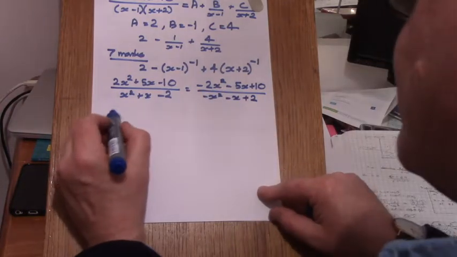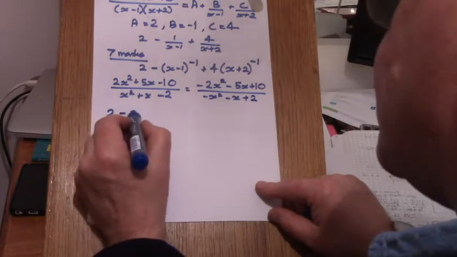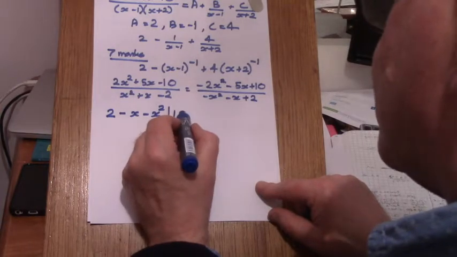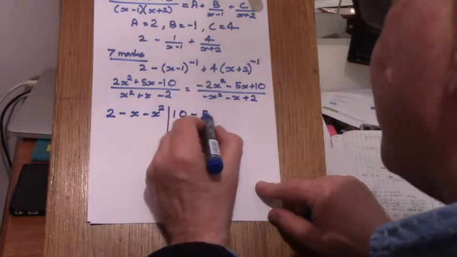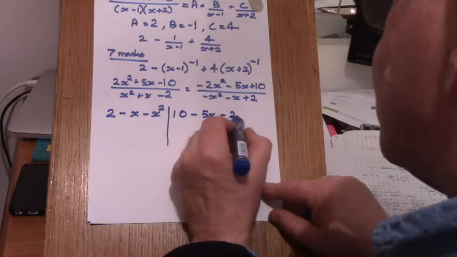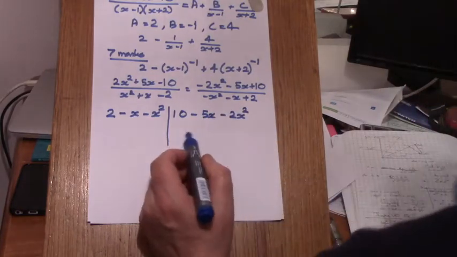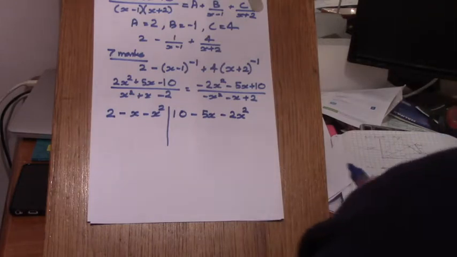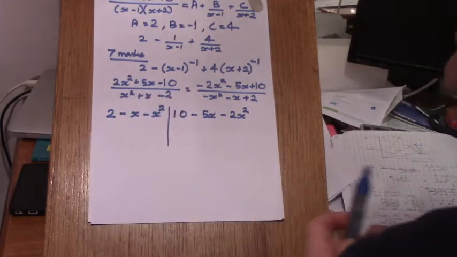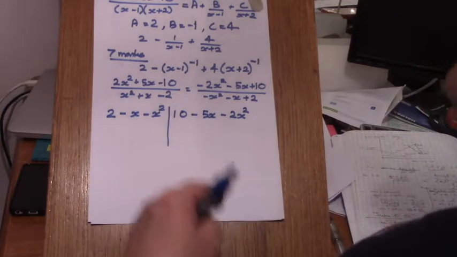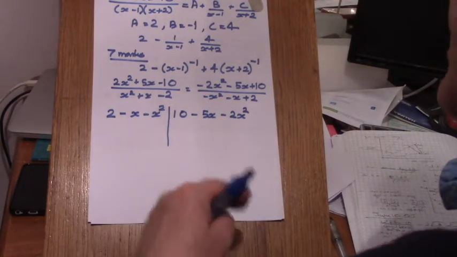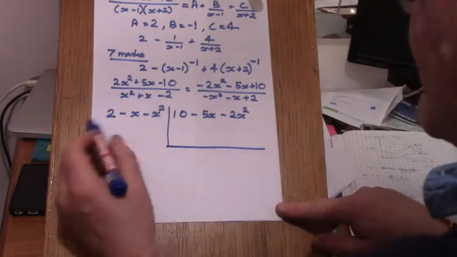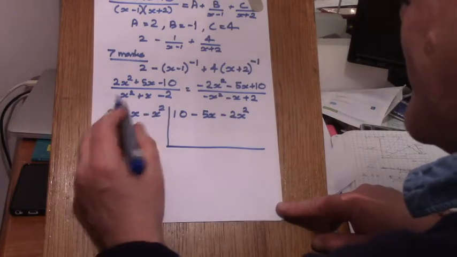And then we can set up the division like this: 2 minus x squared divided into 10 minus 5x minus 2x squared. And the question requires us to express this fraction as a power series in ascending powers of x up to and including the term in x squared. So we're now going to apply the division method and get the answer very easily and quickly.